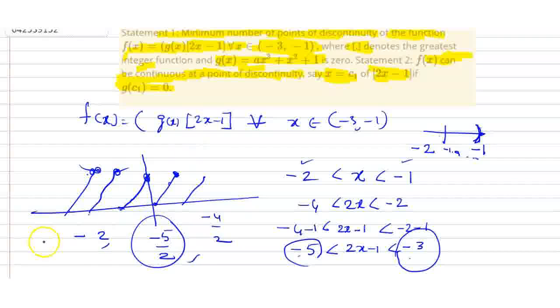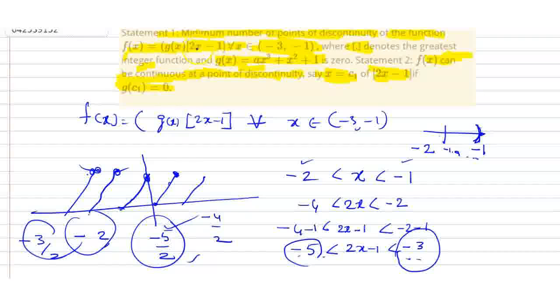Similarly, at minus 3 by 2, because minus 3 by 2 is less than minus 1, is it not? So minus 3 by 2 is after this only, right? Values are going to be here. So at minus 3 by 2, what will happen? Minus 3 by 2, 2 will cancel, it will be minus 4. Minus 4 lies in between this. So at all these 3 points, this is discontinuous.